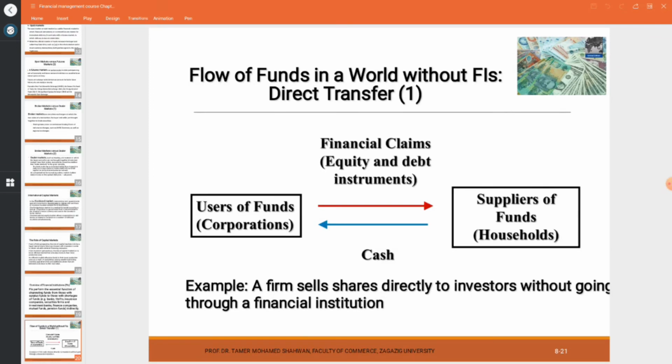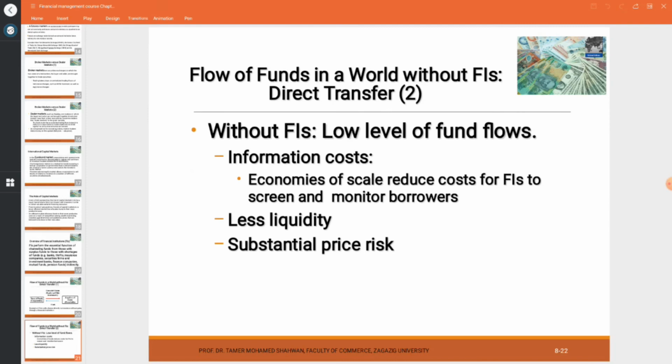Let us imagine a world that has no financial institutions. How would this world look? As you see, we have two partners. We have users of funds, such as corporations, who are facing a shortage of funds. On the other hand, we have suppliers of funds, such as households. Imagine that we don't have financial institutions, and we just have a direct mechanism of transferring funds. What is the main problem of this system? If the world has no financial institutions, you are going to suffer the following disadvantages.